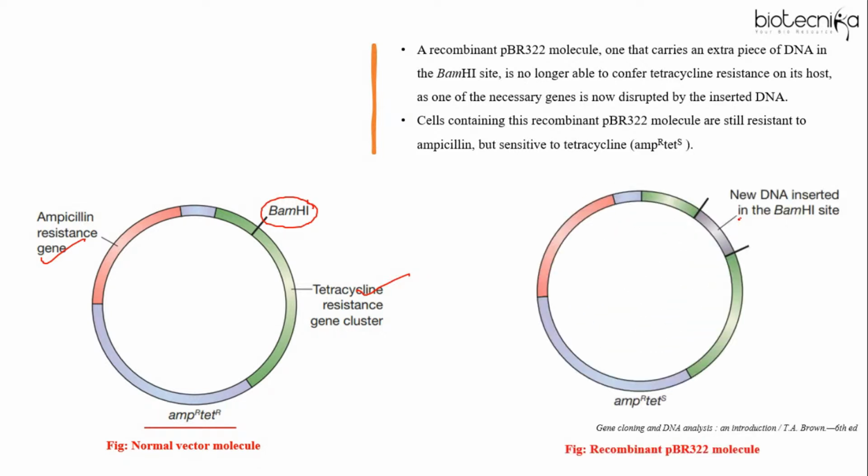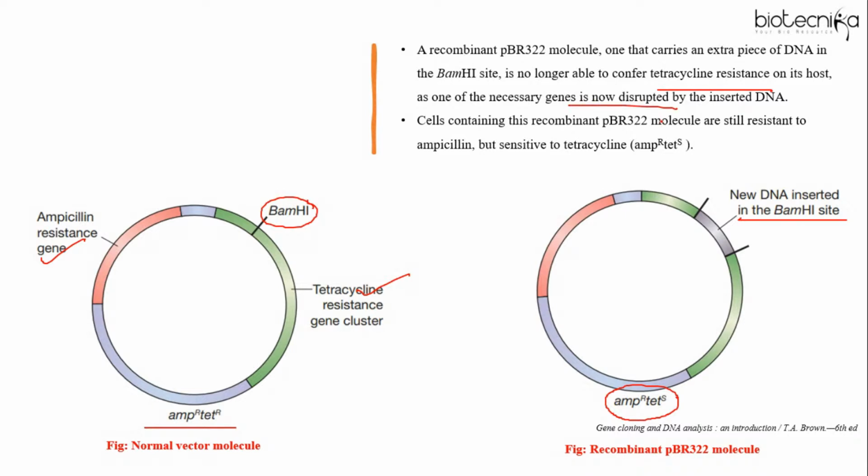However, if I introduce the gene of interest into this tetracycline gene, so what I did is I performed restriction digestion with the BamHI enzyme and introduced the new DNA here. Now, as our gene of interest is introduced, what happens? The tetracycline gene becomes inactivated. So we can now write that the recombinant PBR322 molecule, which carries an extra piece of DNA in the BamHI site, no longer confers tetracycline resistance because it is now disrupted.